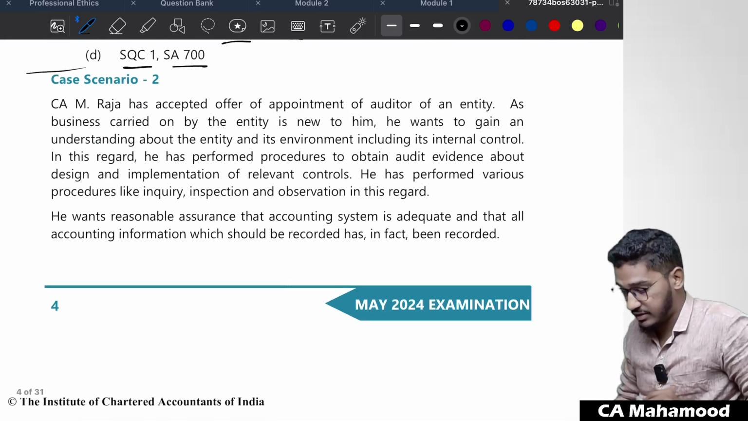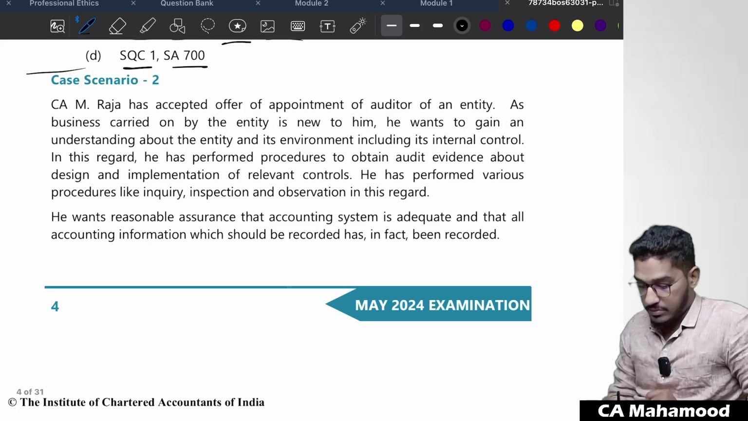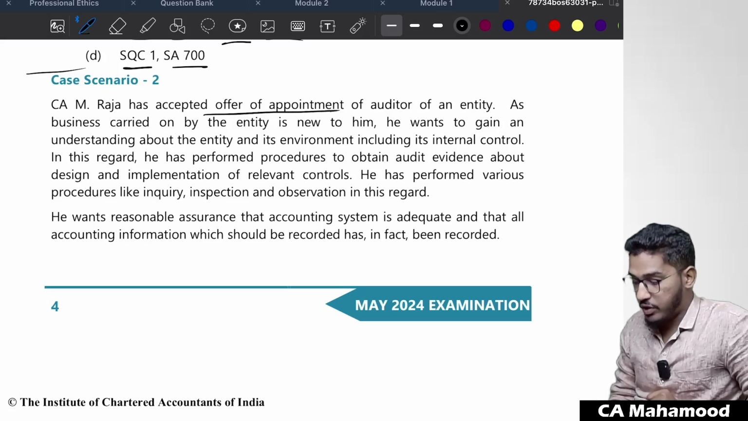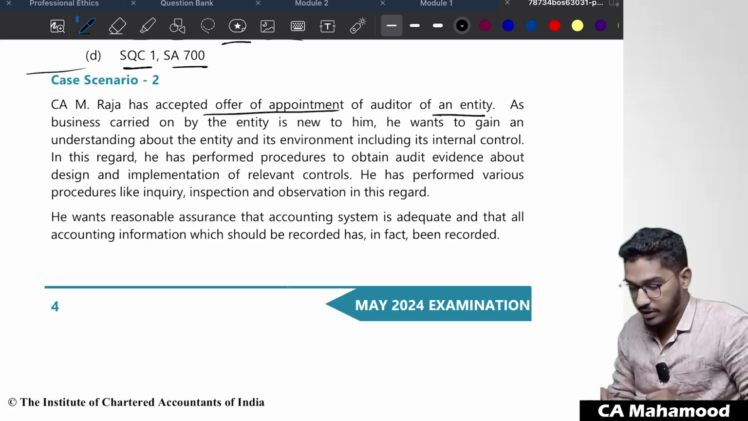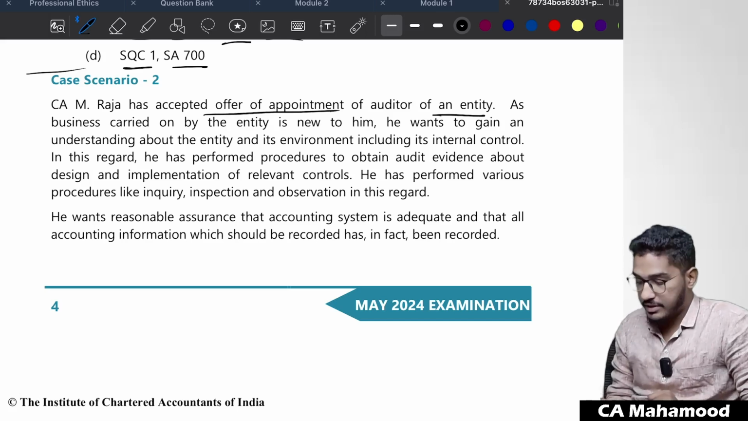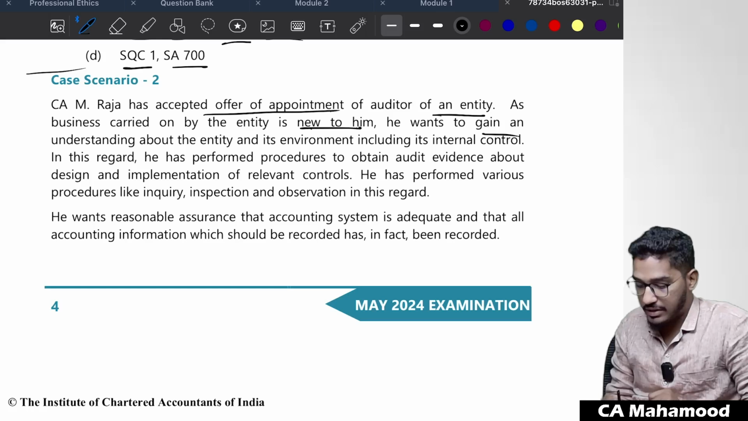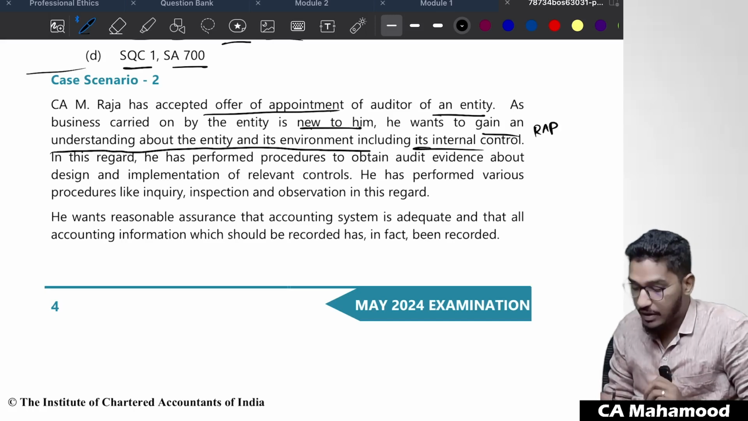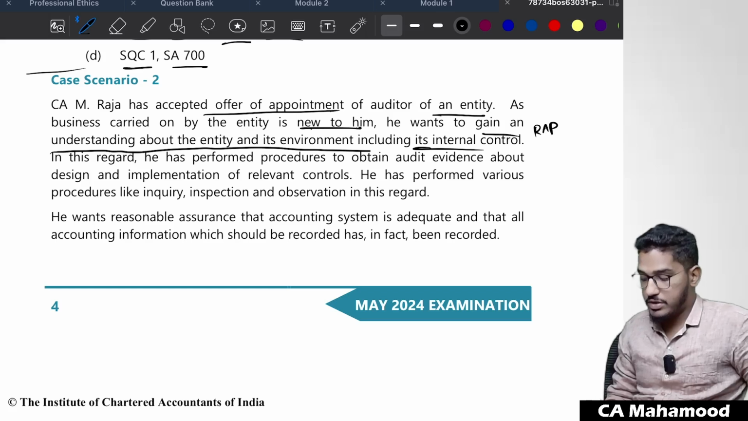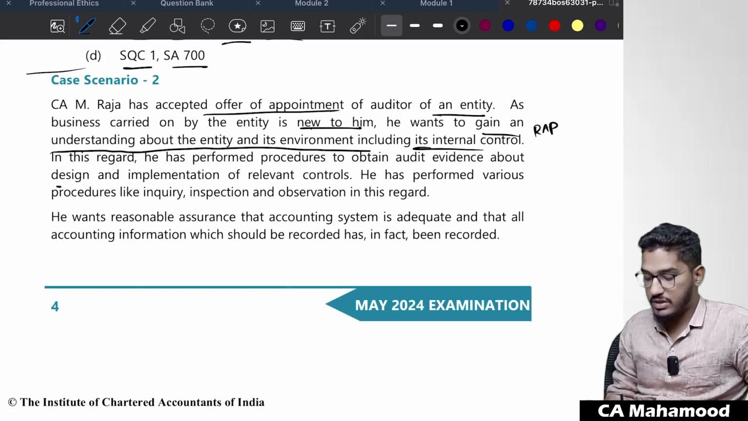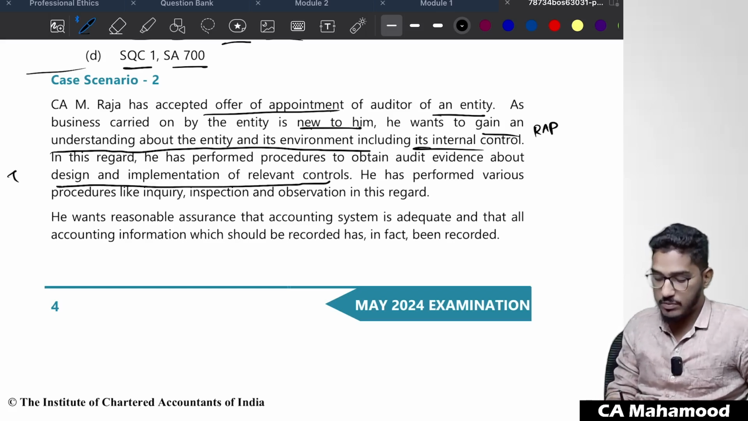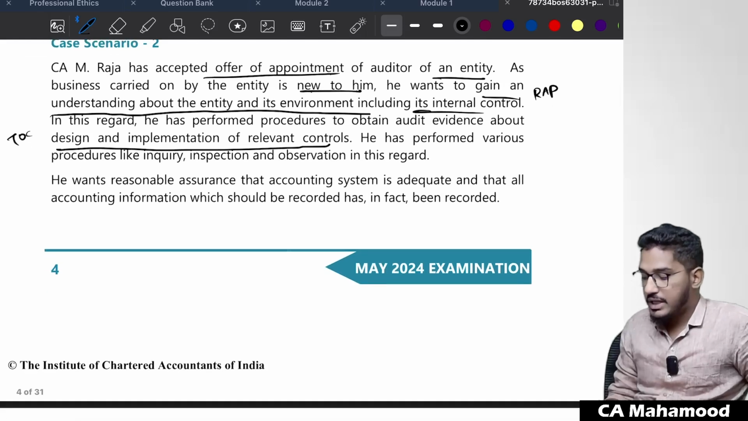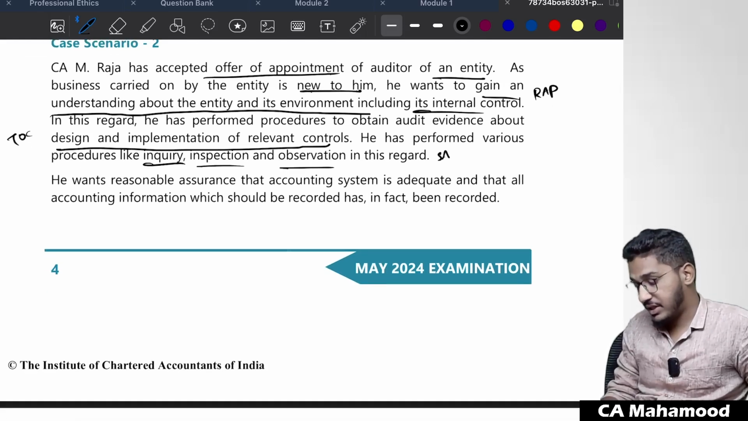So what does the second case study say? CA Mr. Raja has accepted an offer of appointment as auditor of an entity. As the business carried on by the entity is new to him, he wants to gain an understanding about the entity, its environment and its internal control. Nothing but he wants to perform risk assessment procedures. In this regard, he has performed procedures to obtain audit evidence about design and implementation of relevant controls. Nothing but he performed tests of controls. He had performed various procedures like inquiry, inspection, observation also. That means he has performed even substantive audit procedures.